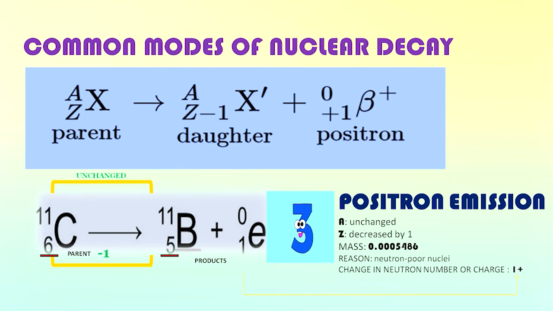Okay, it's boron. At kung titingnan natin, the mass number 11 does not change and the sum of the atomic numbers of the products is 6, the same as the atomic number of the parent carbon-11 nuclide. Hence, carbon-11 after undergoing positron emission turned into boron-11 with a charge of +1.